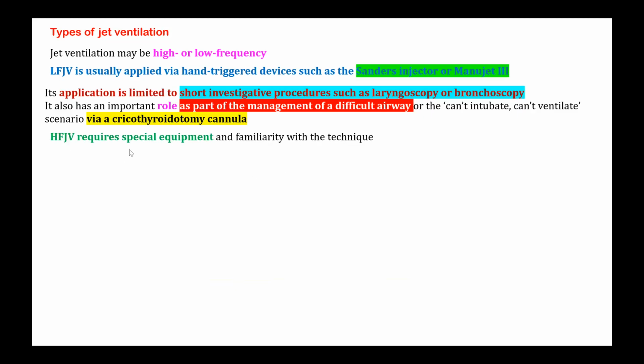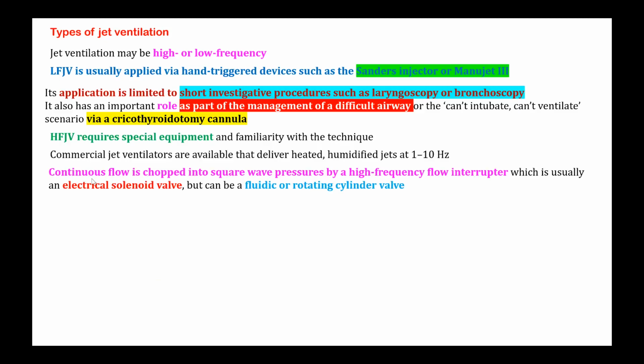But high frequency jet ventilation requires special equipment. You cannot just use it like a Sanders or Manujet. Commercial jet ventilators are available to deliver heated, humidified jets at 1 to 10 hertz. It produces a continuous flow, and the continuous flow is chopped into square wave pressure by high frequency flow interruption, which is usually done by an electrical solenoid valve.